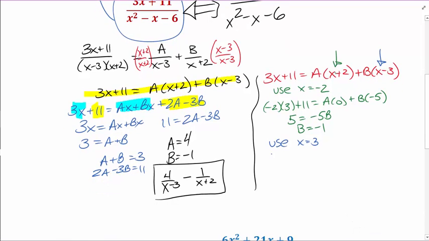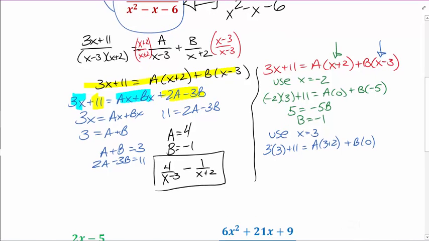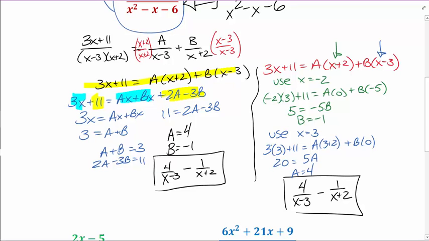I'll plug in 3. I'll get 3 times 3 plus 11 equals a times 3 plus 2 plus b times 0. On the left side, I will get 20 equals 5a, and a will come out to be a value of 4. I can rewrite my final answer to say 4 over x minus 3 minus 1 over x plus 2. That is equivalent to my 3x plus 11 over the x minus 3 times x plus 2. I'm going to strongly suggest using option 2.